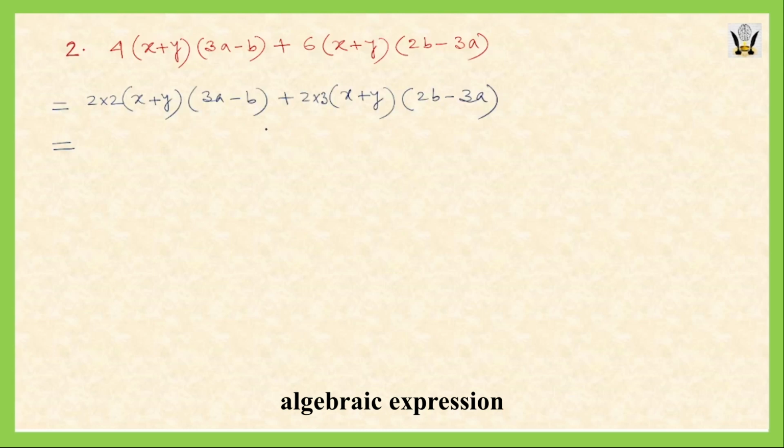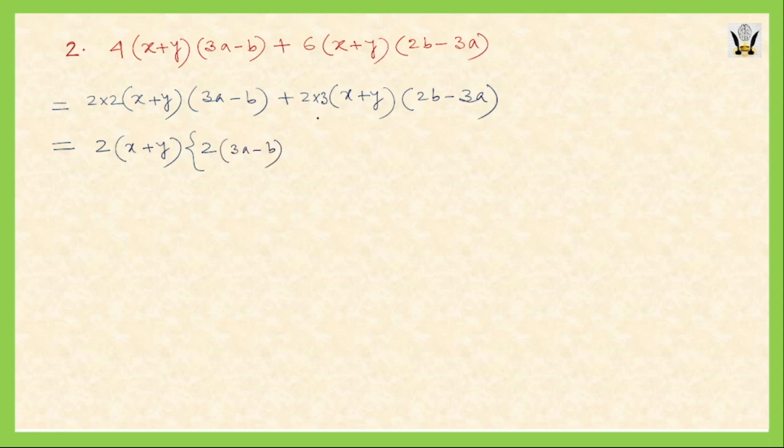Here in this algebraic expression, in both the terms, what we can see is we have x plus y, this binomial, and also this value 2, this factor, common. So if we take that factor common, 2 multiplied by x plus y, then what remains is 2 from here, and then we have another binomial here, 3a minus b, and from here what remains is 3, and then 2b minus 3a.